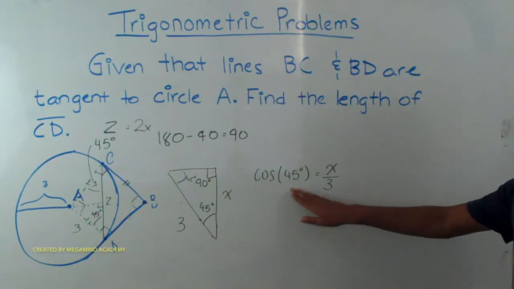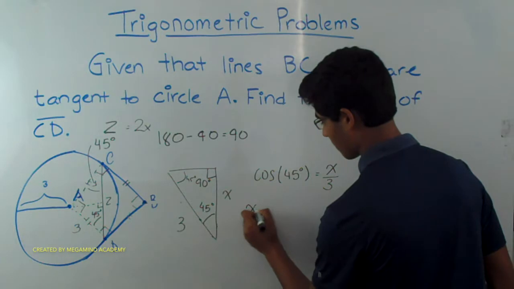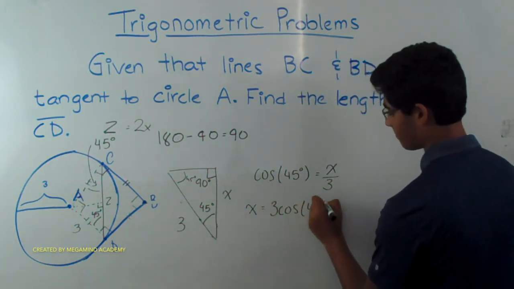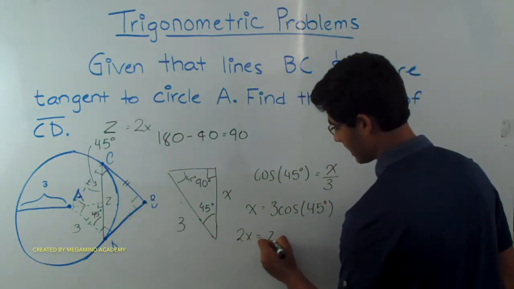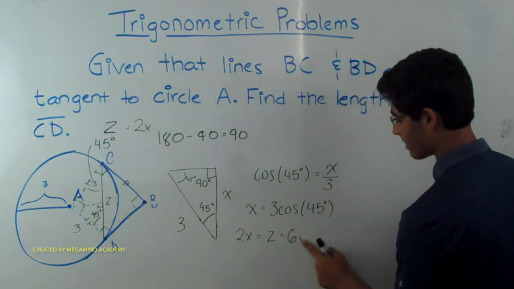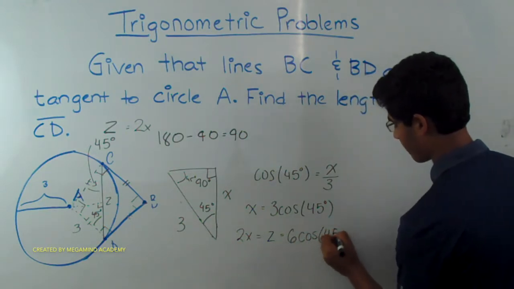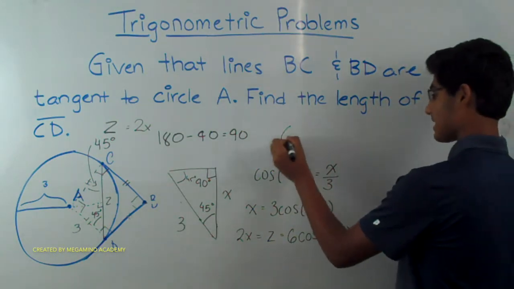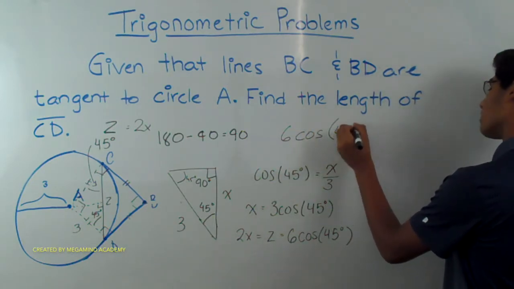So cosine of 45 is equal to x over 3. That means that x is equal to 3 times cosine of 45 degrees. And this means that 2x, which is equal to z, is equal to this times 2, or 6 times cosine, not sine, times cosine of 45 degrees. So the answer to this problem is 6 times cosine of 45 degrees.